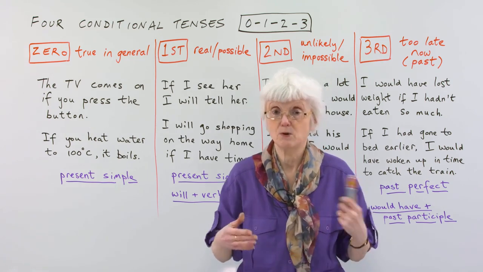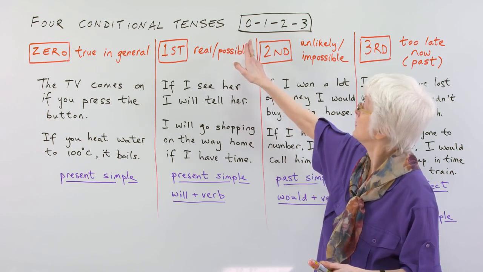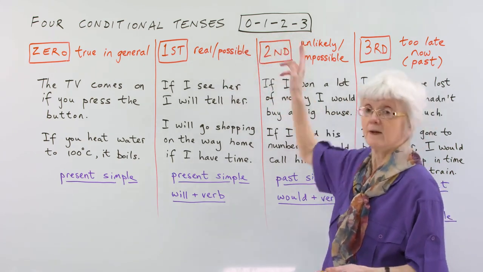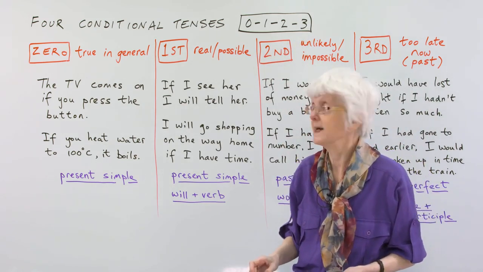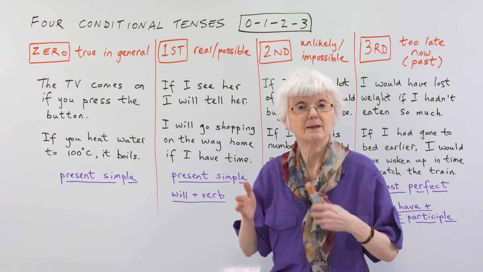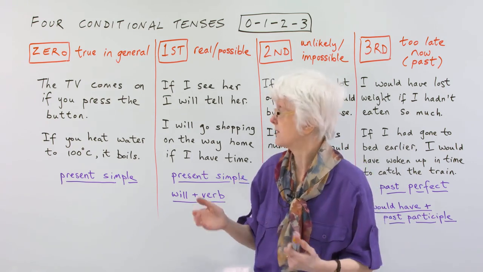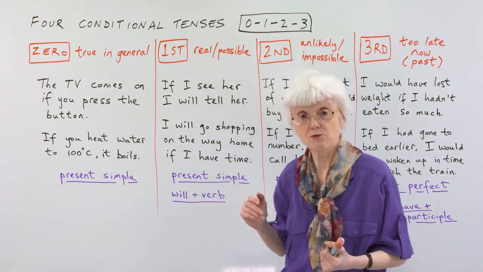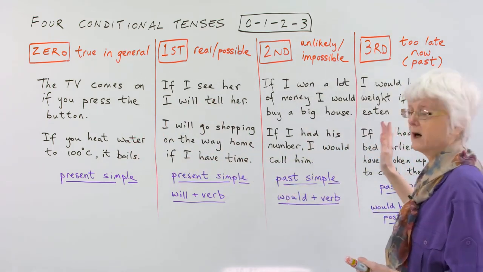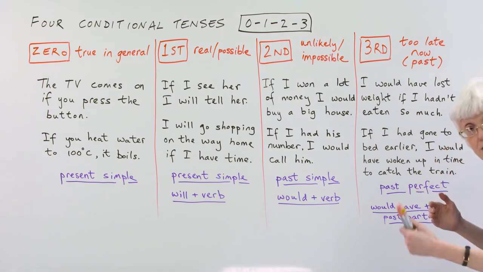Okay, so you may already be familiar with this: the 0 conditional, 1st conditional, 2nd conditional, 3rd conditional. And they all have a slightly different way of being constructed, the way you put them together with different tenses. So let's just run through them, and hopefully, as you can see all 4 on the board together, you can see the differences between them.